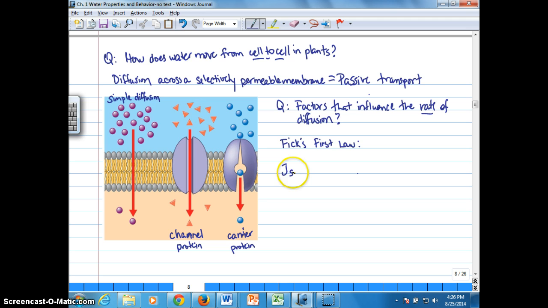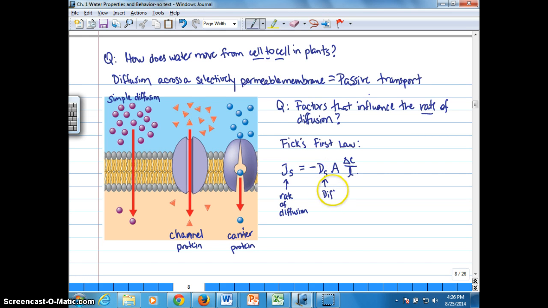Js equals negative Ds times A times delta C over L, and this is like a lowercase cursive l. Js refers to the rate of diffusion. Ds here is referred to as the diffusion coefficient.